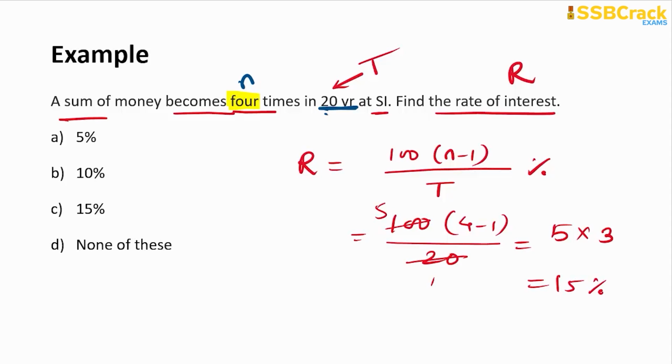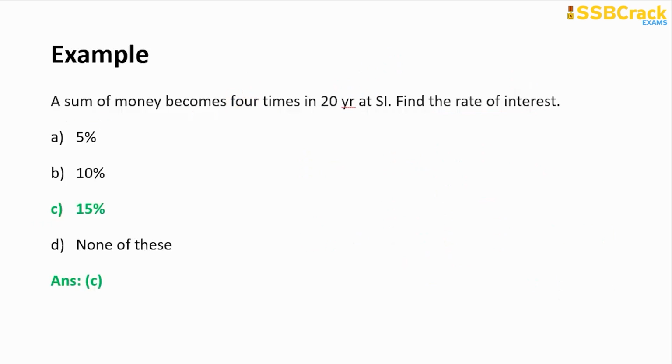21, 25, you know this, 25 is 100. So hence the required R we got, and hence the correct key has to be option C. Let's check, right? The key is option C.